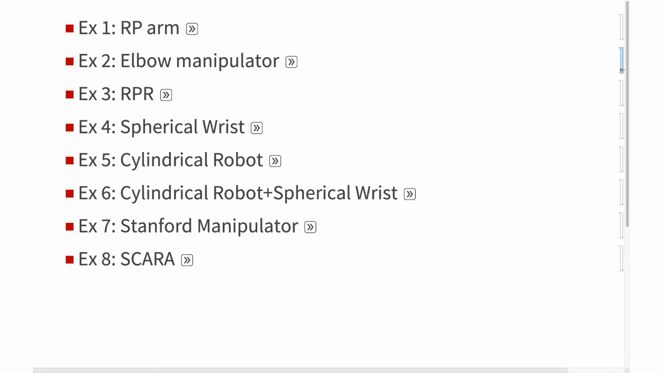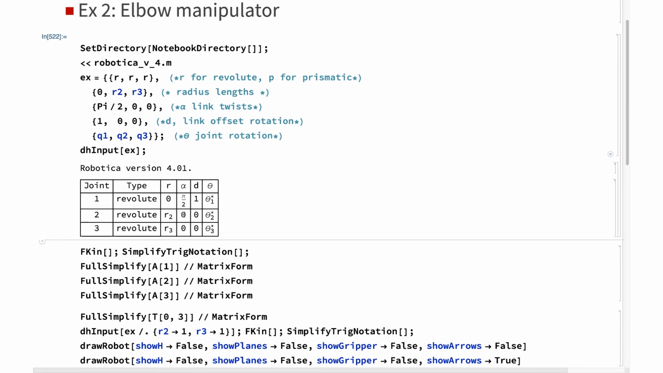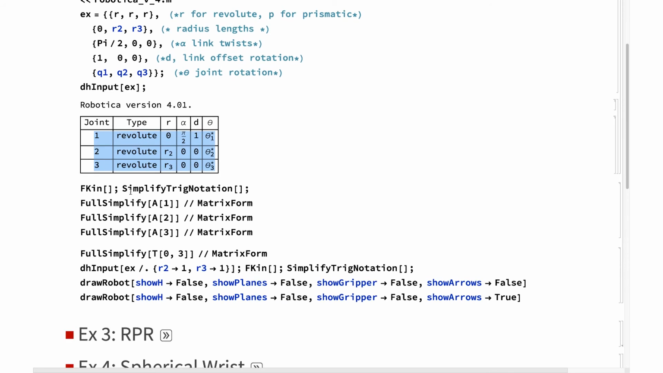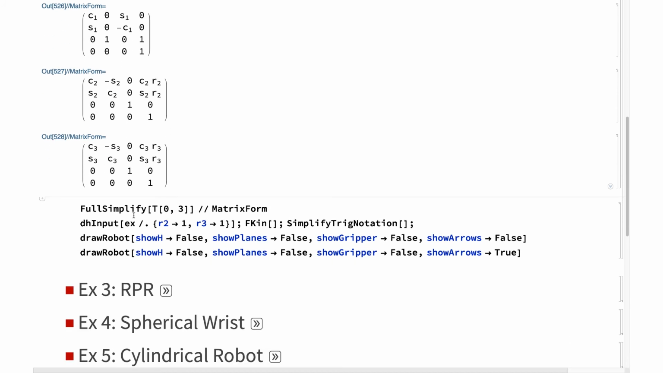All right, so let's look and see what that looks like in Mathematica. The first thing I do is set my notebook directory and load Mathematica, and then I give it the DH parameters that we just worked out. If I run that through, it says, here's my table of parameters. That's just what we worked out there. Next, if I call forward kinematics, it's going to compute my A matrices and my T matrices, and then I can simplify that trig notation. And I will get these three A matrices that we expected to see.